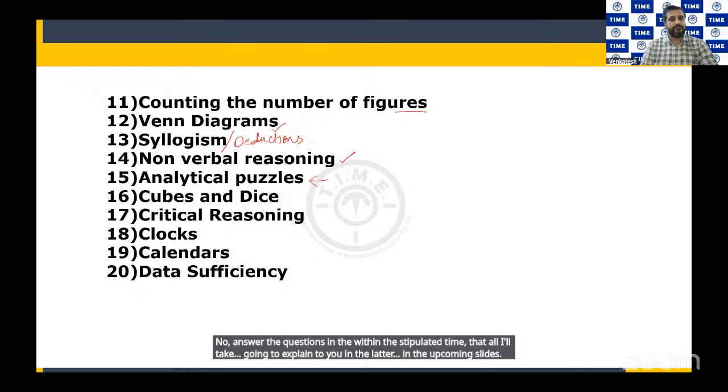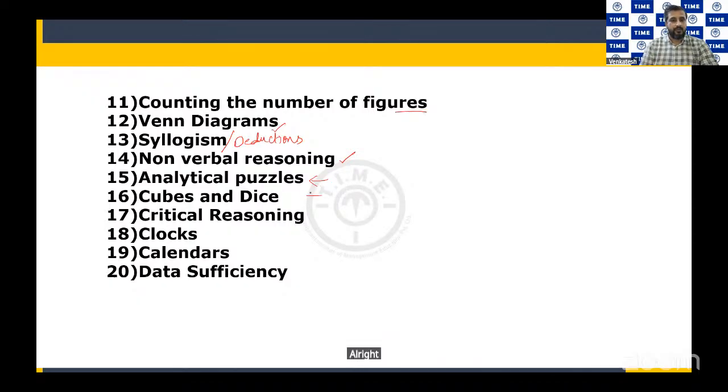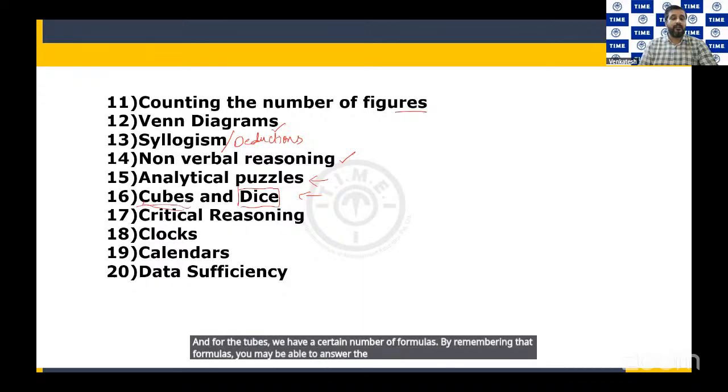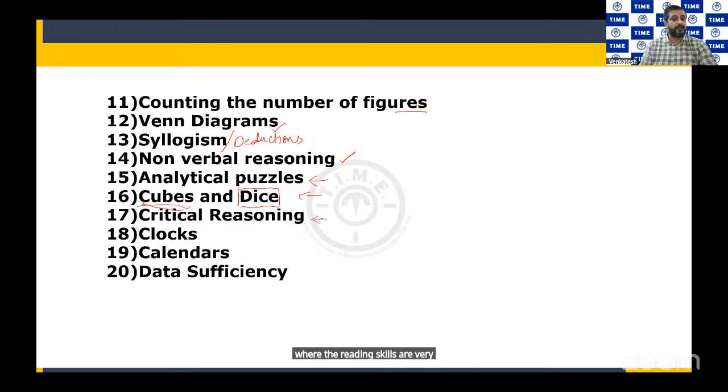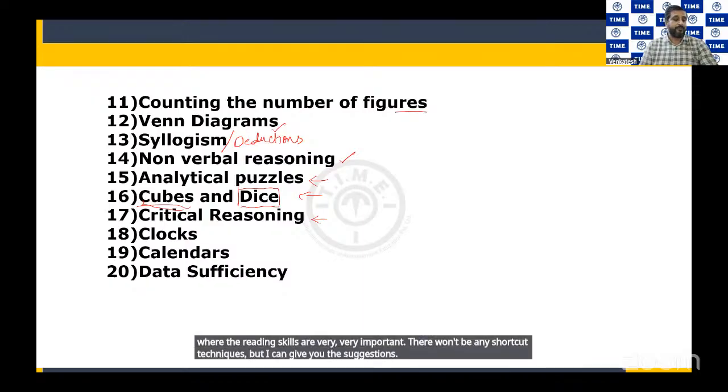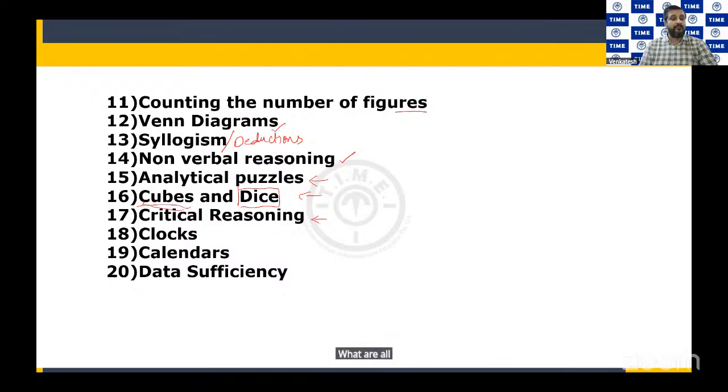Cubes and dice. For dice we can apply shortcut techniques, and for cubes, we have a certain number of formulas. By remembering those formulas, you may be able to answer the questions in very, very quick time. Critical reasoning, where reading skills are very, very important. There won't be any shortcut techniques, but I can give you suggestions on what are all the prerequisites needed to answer the critical reasoning questions. Clocks, calendars, data sufficiency questions.